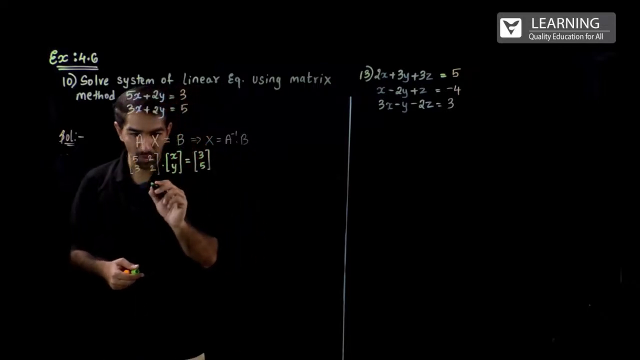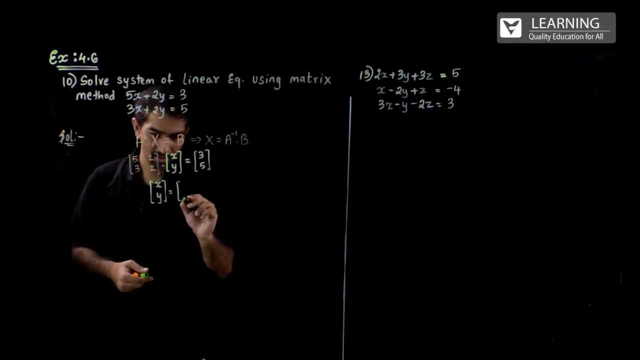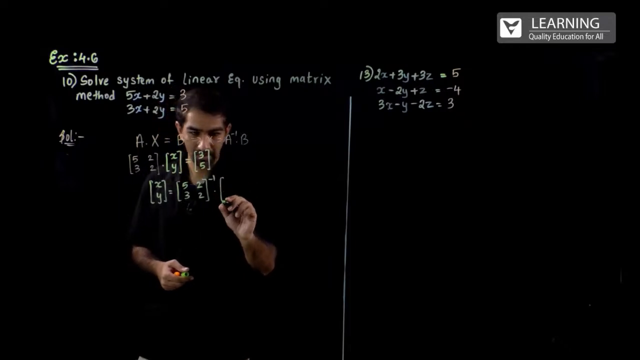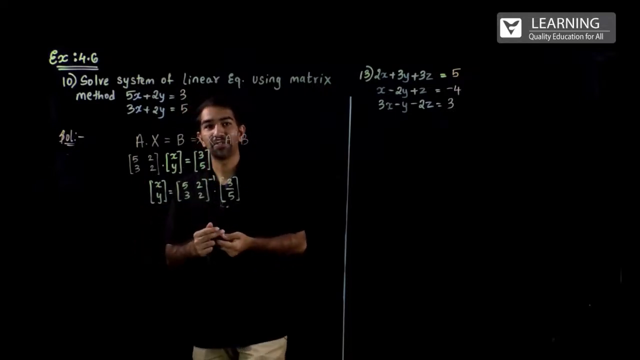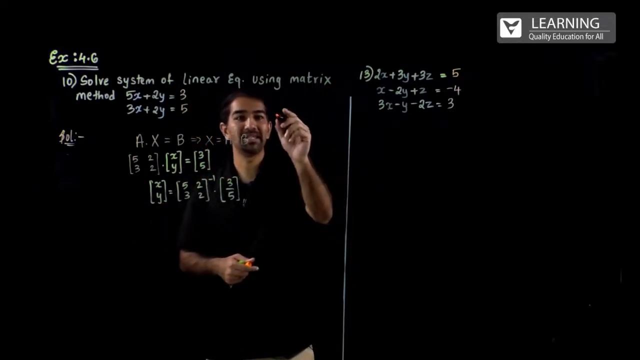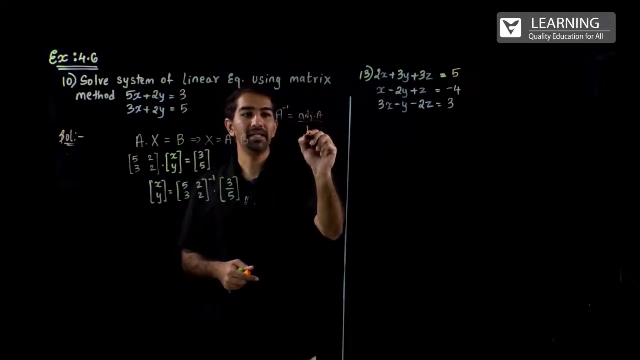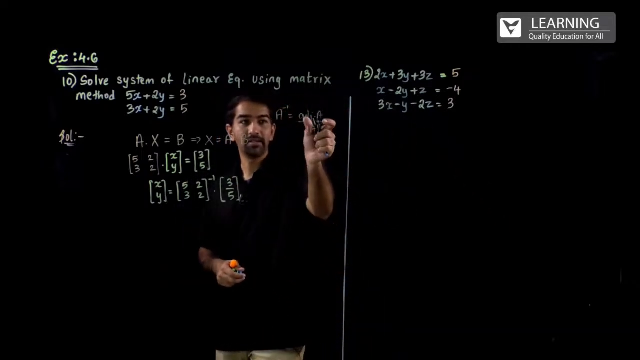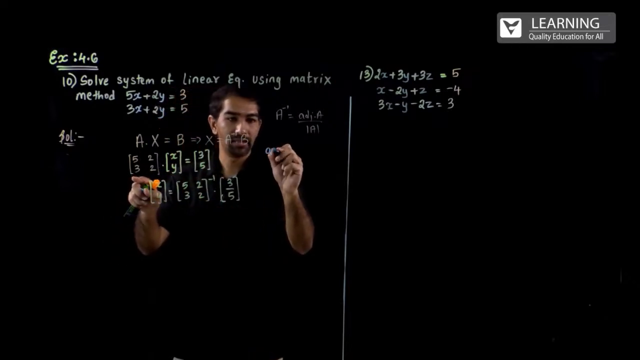Sending A to that side, what will we get? XY equals the inverse of the matrix 5, 2, 3, 2, multiplied by 3, 5. What is A inverse, students? We have studied it. A inverse is equal to adjoint of A divided by determinant of A. So what is adjoint of A? Here we have A.